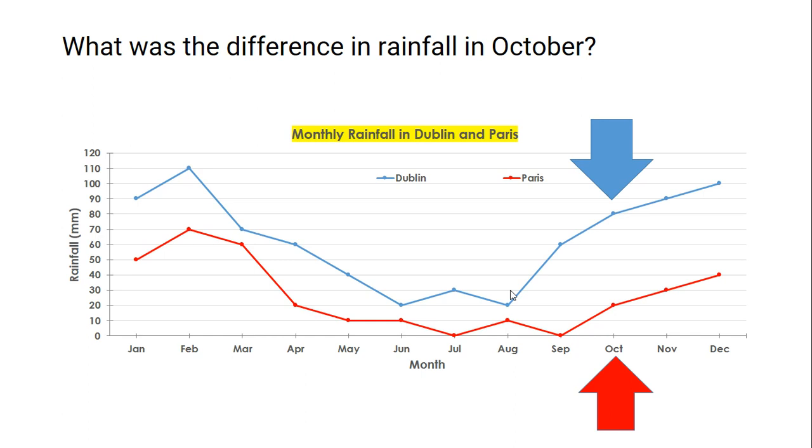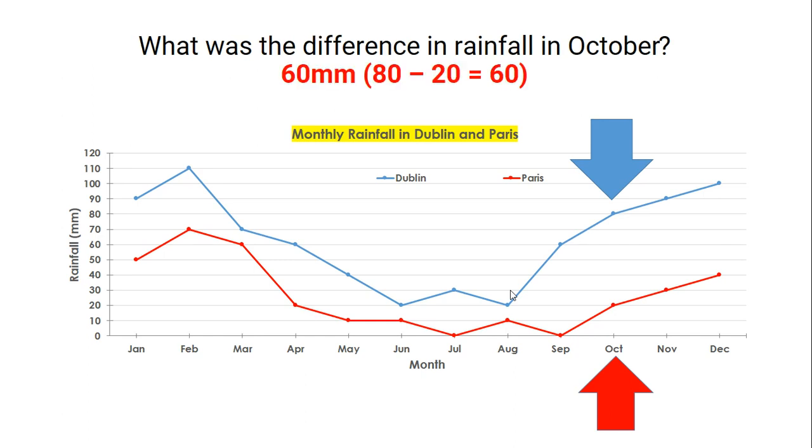Similarly, we do the same thing. We find out where the red dot is on October and take the line up to the axis, and we see that says 20. And if it's difference, then we have to find the difference between 80 and 20, which is 60. And of course, we need to put the unit, which is millimeters.